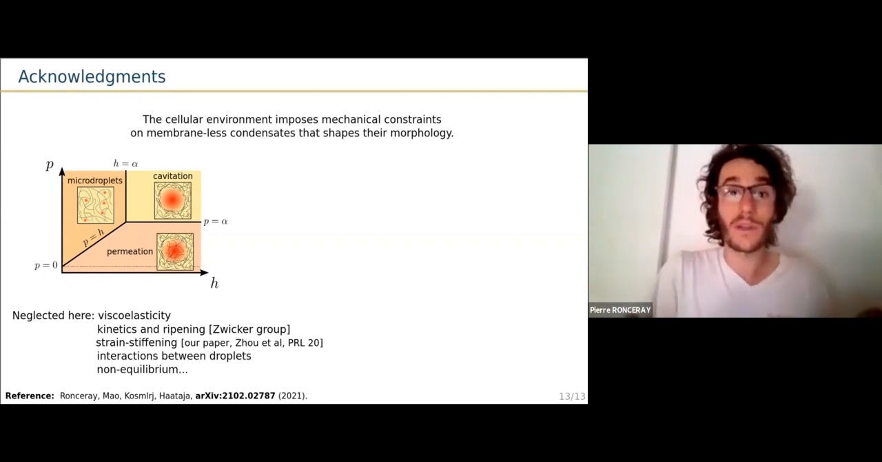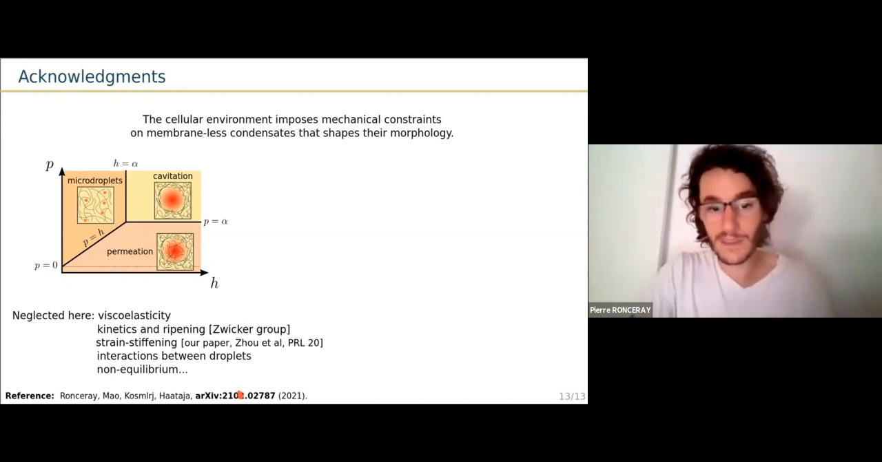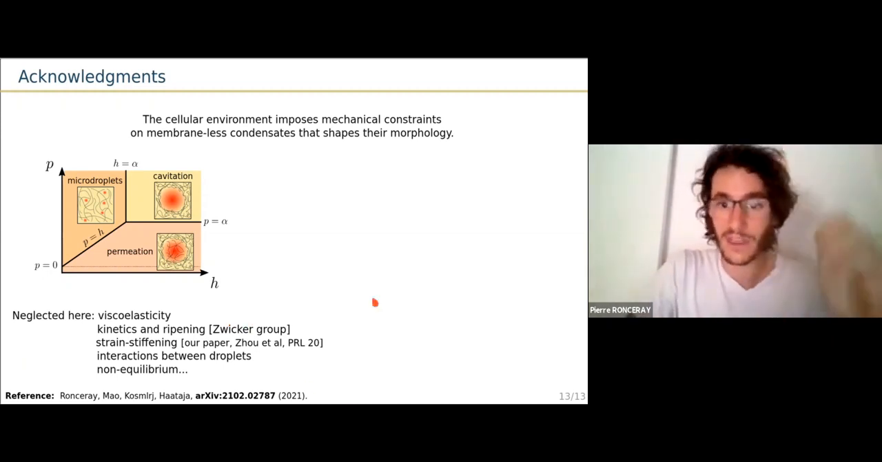But all in all, the take-home message is that the cellular environment imposes mechanical constraints on membraneless condensates that can shape their morphology. The reference is on arXiv.